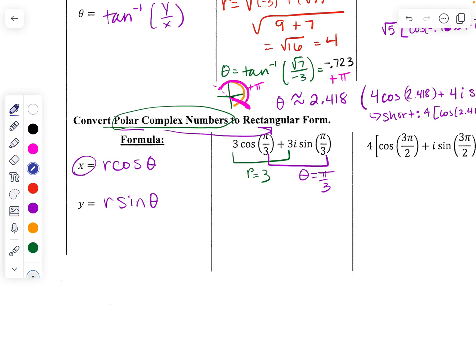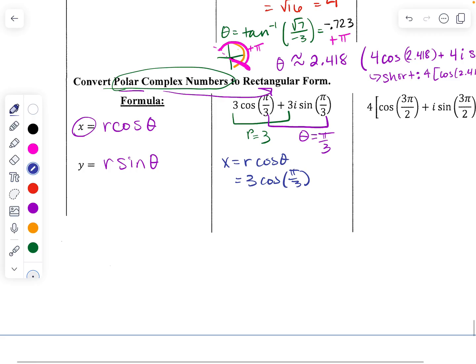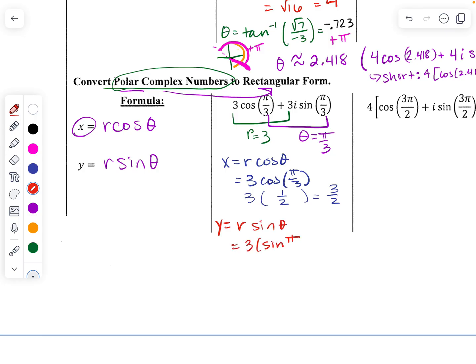So how do we turn that into rectangular? Well, I know x is r times the cosine of theta, which is 3 times the cosine of pi over 3. Cosine of pi over 3 is really 1/2, so we know that's 3 over 2. And looking at y, that's r sine theta, and that's 3 times the sine of pi over 3, which is 3 times the root of 3 over 2, which simplifies to 3 root 3 over 2.